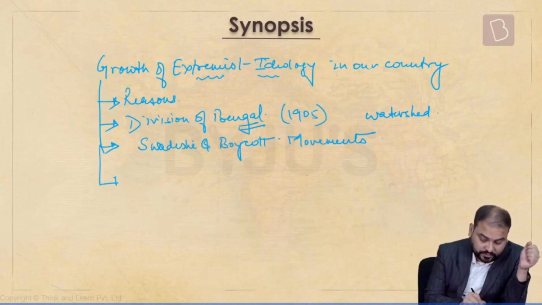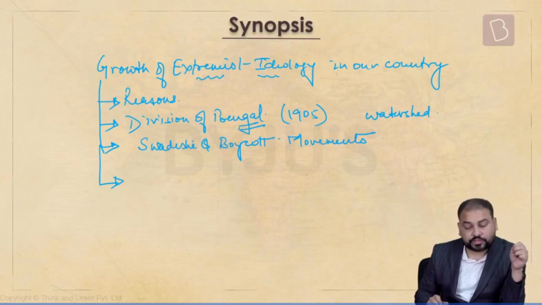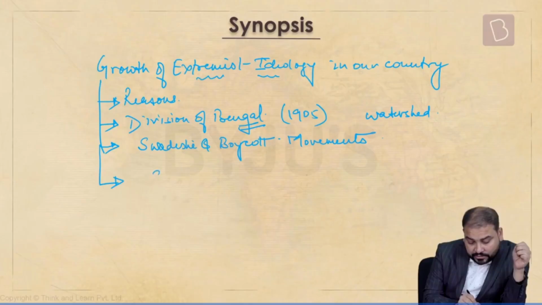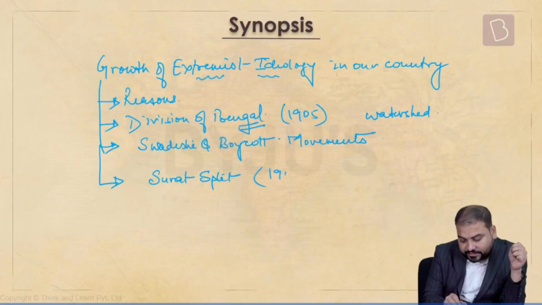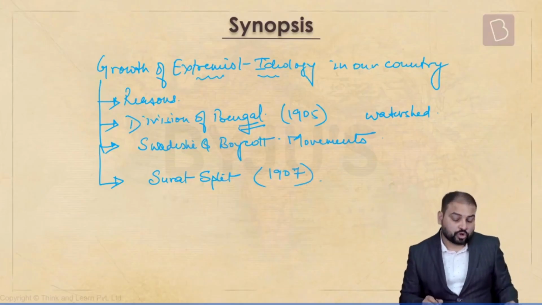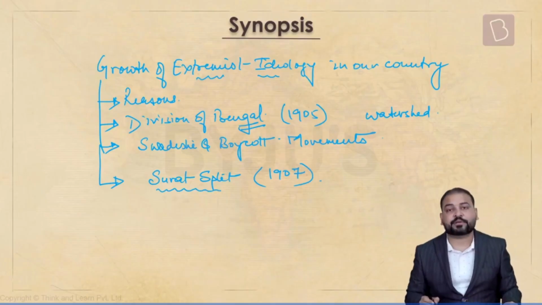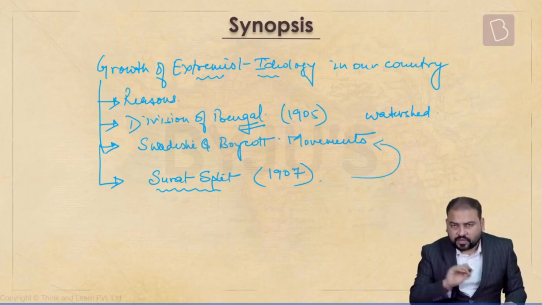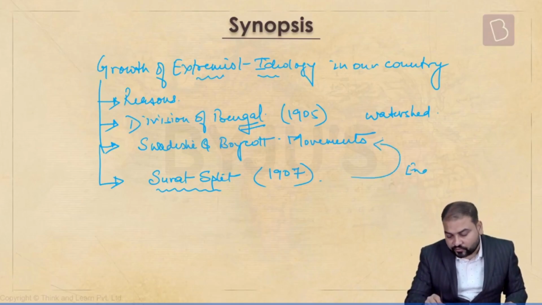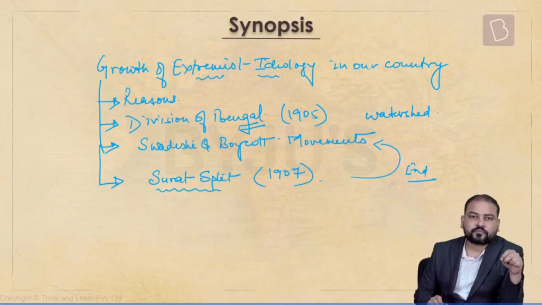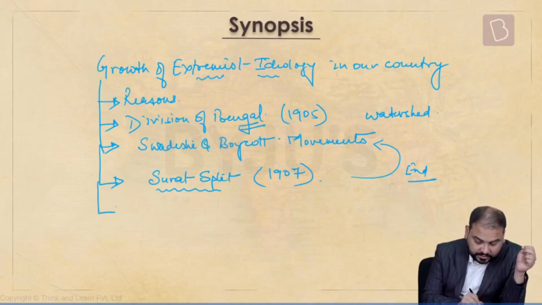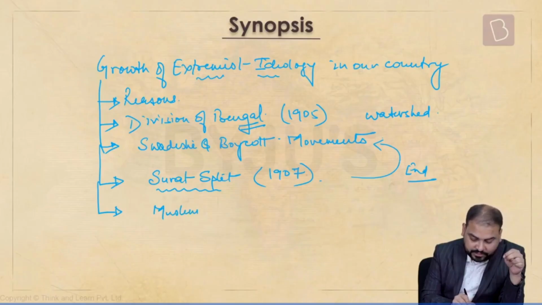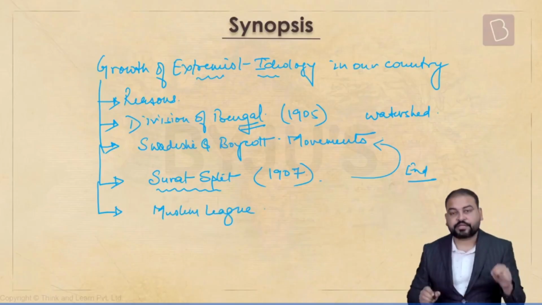Beyond this, apart from Swadeshi and boycott, we'll see that because of some issues, Congress will get divided in 1907. Surat, Congress will get divided. Surat split will happen. And the movement around this period will also come to an end. The final thing here that you will be studying will be the formation of one party, that's your Muslim League.